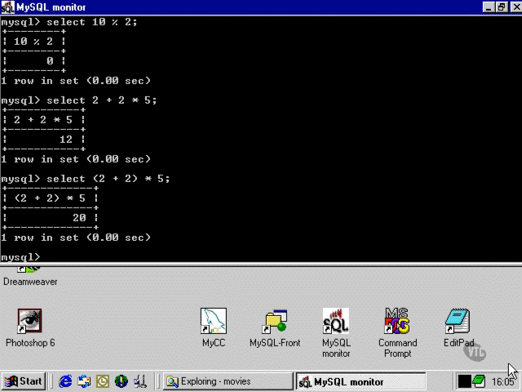So, beyond this mild point of ambiguity with the arithmetic operators, all of this is fairly simple stuff. In our next movie, we're going to look at some more complicated comparison operators.